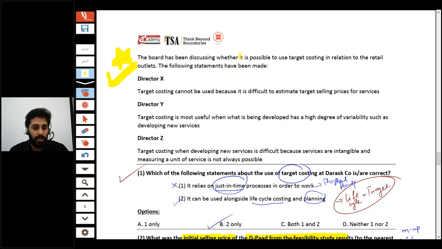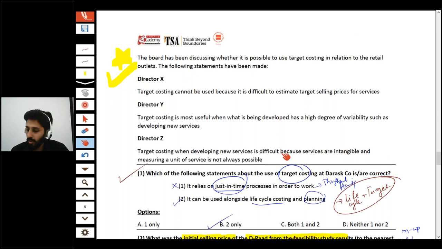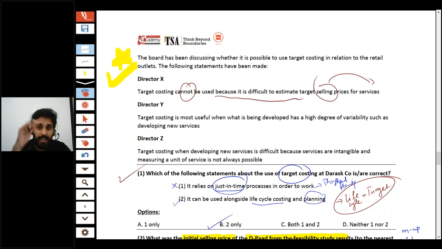Okay, now I'm going to read all this information. Director X. The board has been discussing whether it is possible to use target costing in relation to the retail outlets. The following statements have been made. Number one, number two, number three. Director X is saying that target costing cannot be used because it is difficult to estimate the target selling price in the services. He is giving me the absolute statement that it cannot be used. We will be studying that target costing can be used in services, but it is difficult. That does not mean that it is impossible. It is difficult but challenging, but Director X is saying it cannot be used.